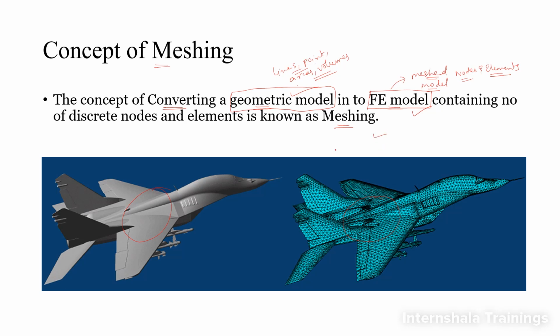Then what are nodes and elements? Nodes are nothing but the points which divide the elements, and the elements are nothing but the areas, volumes or lines into which the object is divided. That particular thing can be called an element, right?